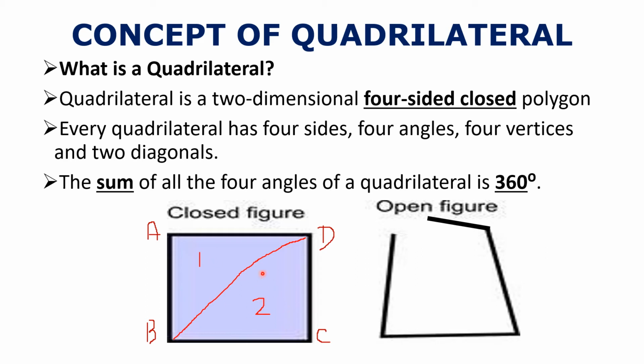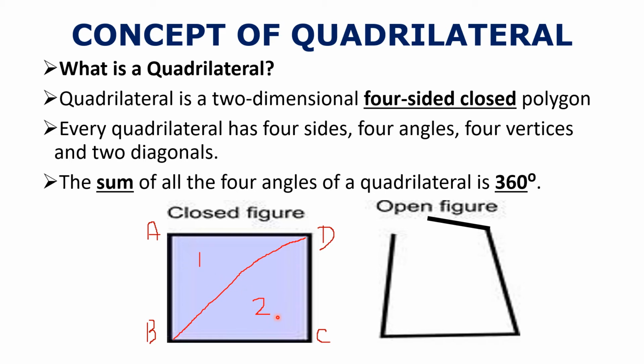Now each triangle, we know in the second lesson you learned that the sum of all the three angles of a triangle is how much? 180 degrees. So in a triangle, the three angles together total 180. Okay, and since there are two triangles, 180 plus 180 becomes 360.